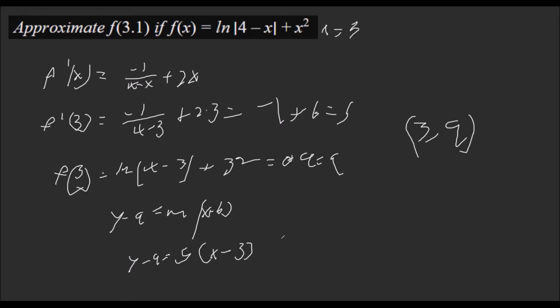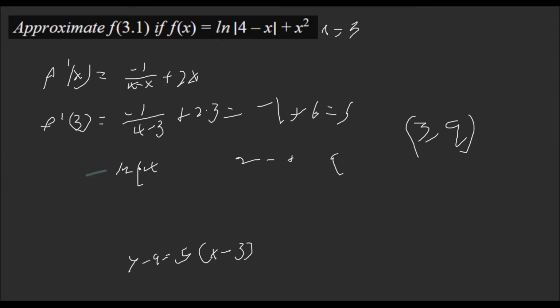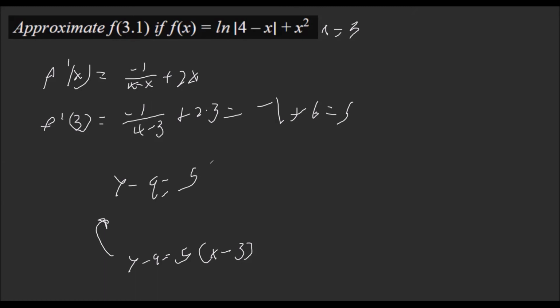But we're not yet done. We have to find f(3.1). So let me just erase a few things to make room for the next section. And it's actually incredibly easy. What we're going to do is just plug in 3.1 for x. So we end up with, I'll show it up here, y minus 9 is equal to 5(x minus 3). However, we're going to replace x with 3.1.